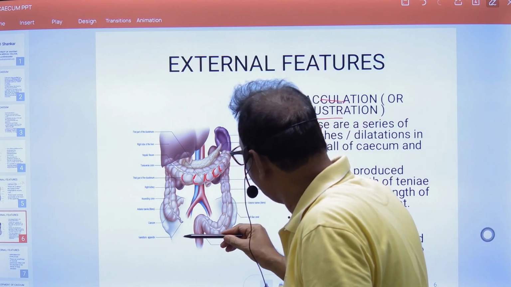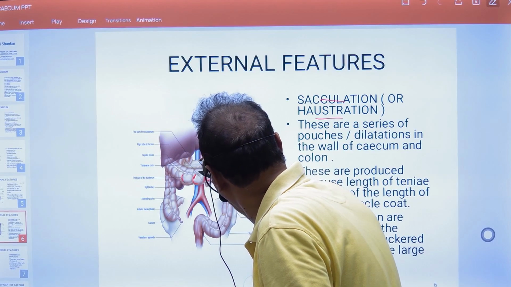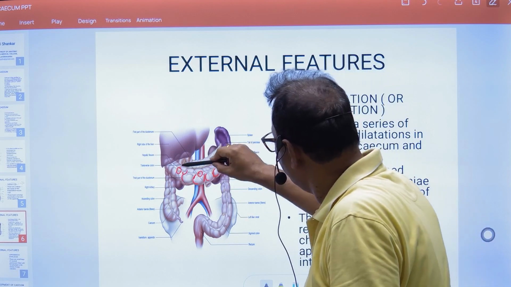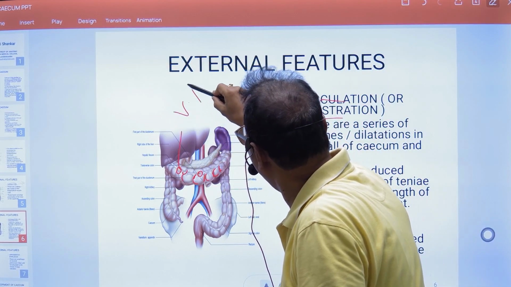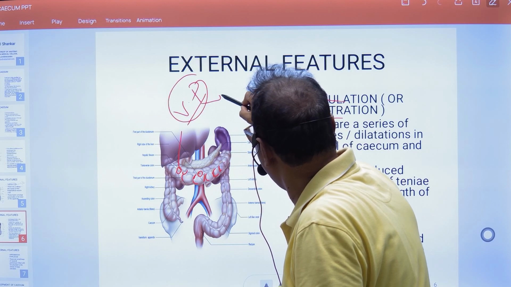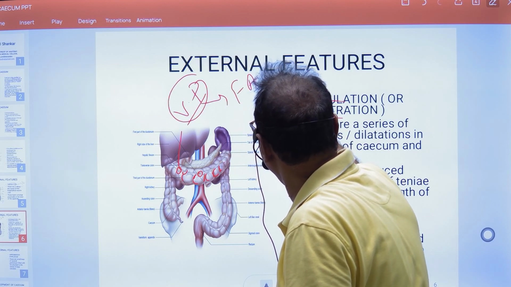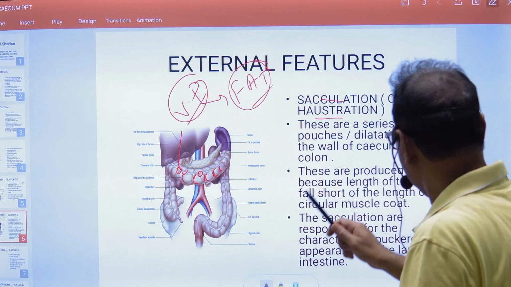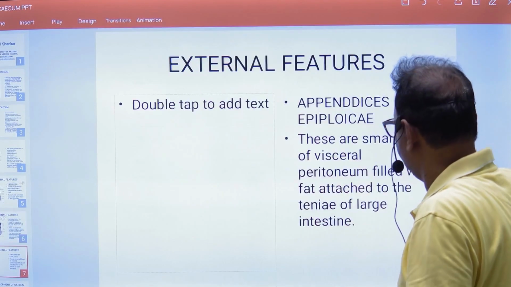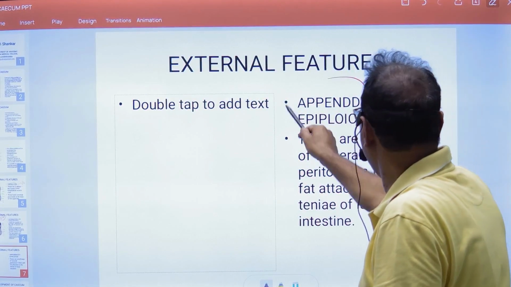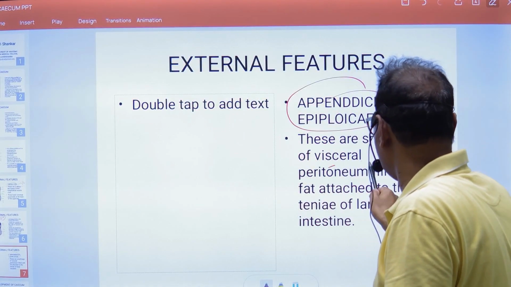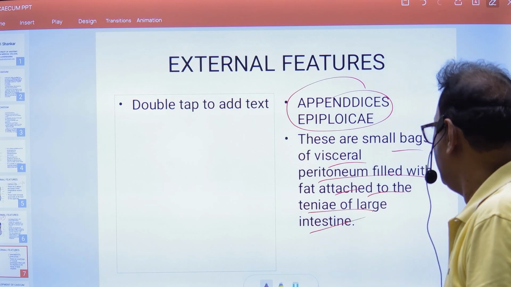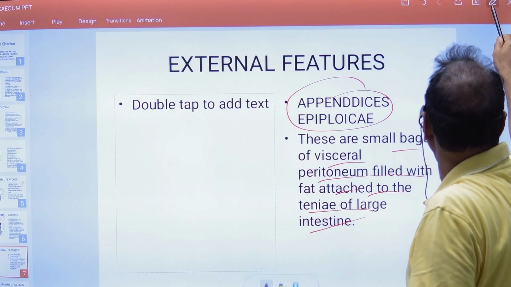Besides that, the third salient feature is the appendices epiploicae. We could see them over here. They are situated in the visceral peritoneal layer, and inside they contain fat, and fat only. This is the appendix epiploica, a small bag of visceral peritoneum attached to the taenia of the large intestine.